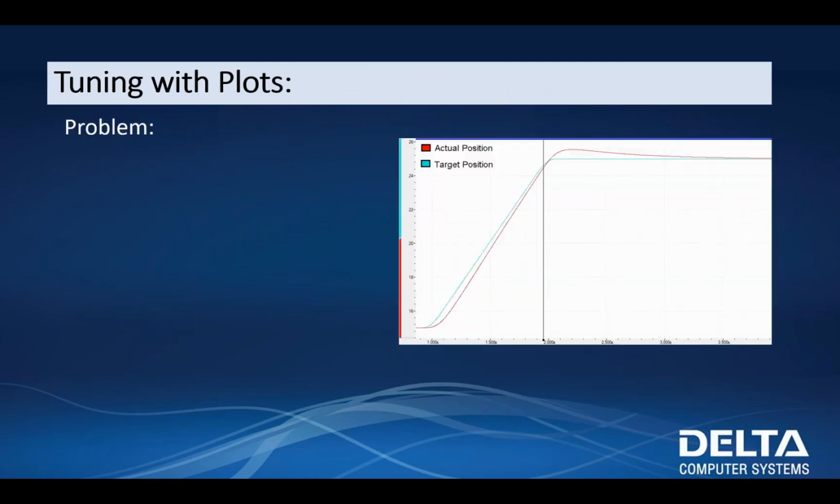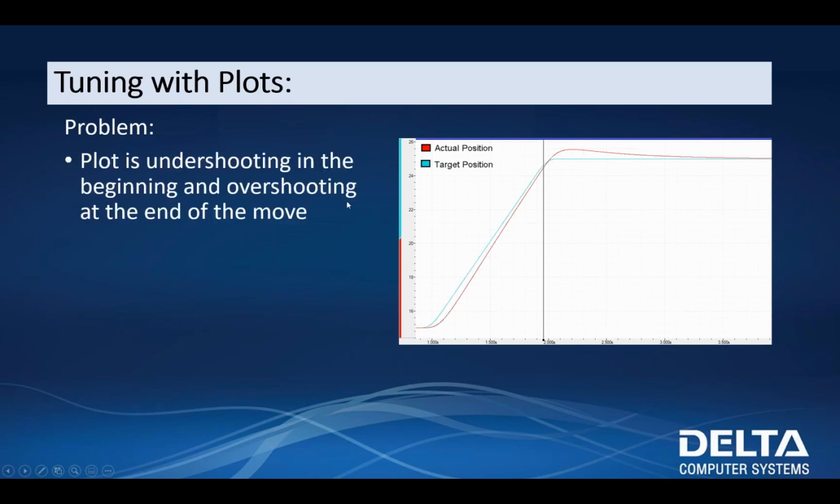Okay, so I want to look at a few problem cases. This is the first. I'm sure this is one that a lot of people are familiar with. You can see here that we've got this problem in the beginning, right? Symptoms of this problem: the plot is undershooting in the beginning and it's overshooting at the end of the move, right? So we've got an undershoot here and then it overshoots at the end.